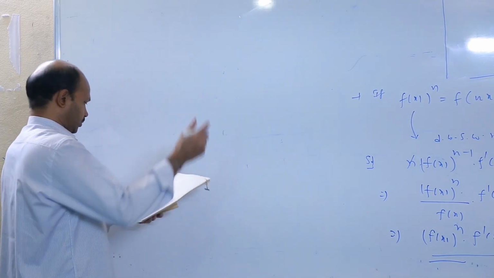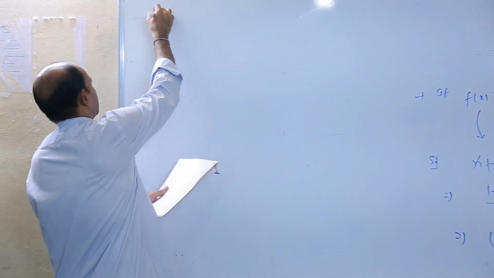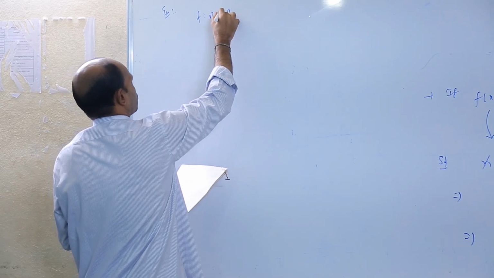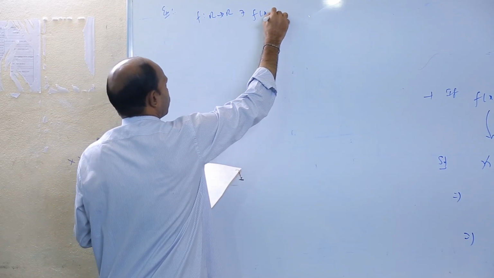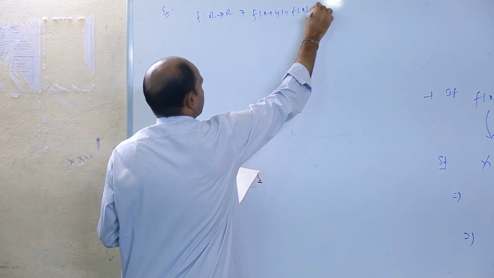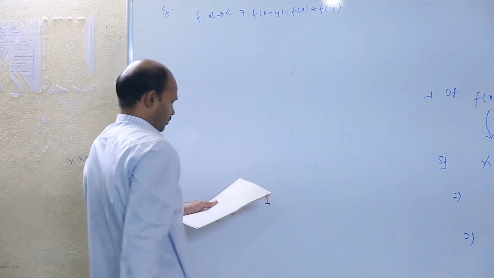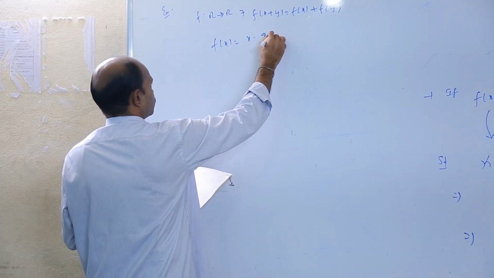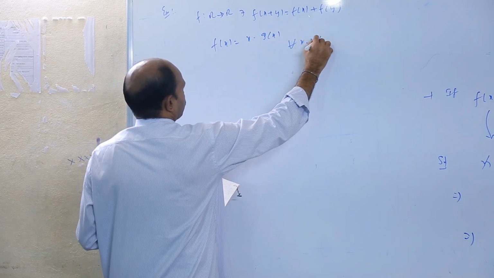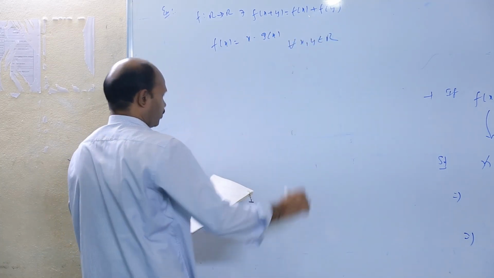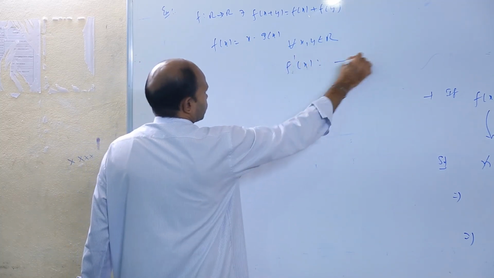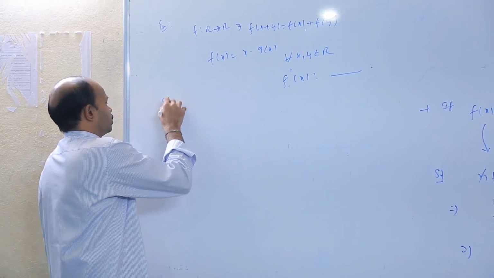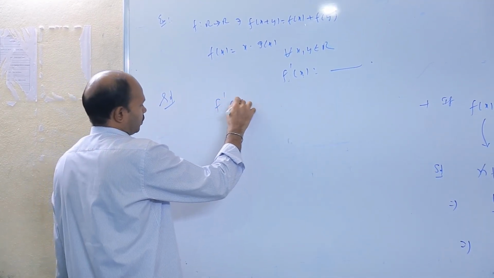Consider the following data. Next example. Define f from R to R such that f(x + y) = f(x) + f(y), and given f(x) = x g(x) for all x and y. Then find f'(x). Use the differentiability by fundamental definition. Coming to the solution, what is the formula of f'(x)?